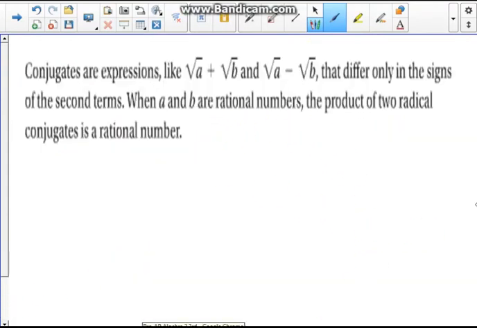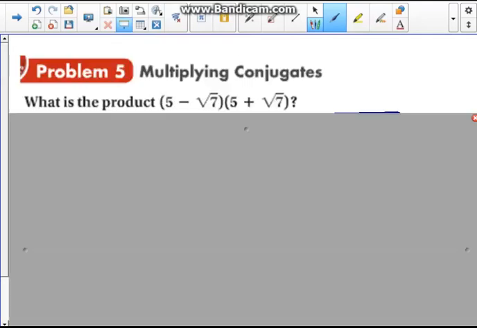I want to state that conjugates are expressions. We worked on these in Algebra 1. It's like radical A plus radical B and radical A minus radical B. They only differ in the signs of the second terms. Everything else is the same except the signs in the middle. So when A and B are rational numbers, the product of two radical conjugates is a rational number. So let's look at how this works.